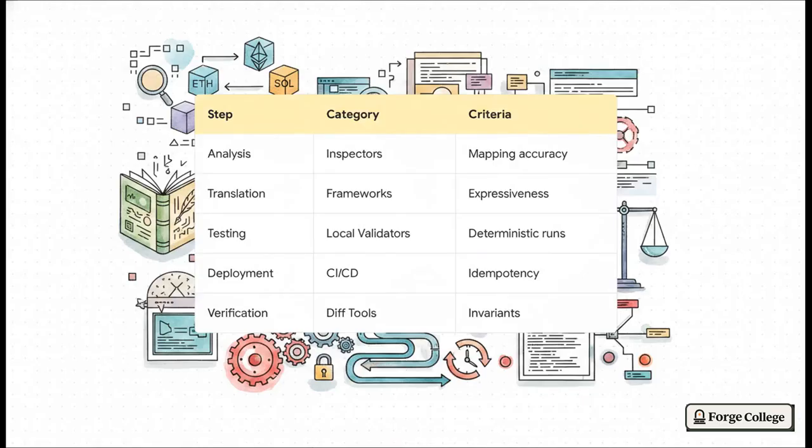Let's inspect the actual tolerances here. This matrix maps exactly which tool categories fulfill the functional needs of every single checklist step. For state analysis, you need ABI and storage inspectors, and you're evaluating them purely on mapping accuracy. For translation, you're looking at language frameworks based on their expressiveness. When it comes to testing, your local validators absolutely must guarantee deterministic runs. No flakiness allowed. In deployment, your CI/CD pipelines need idempotency, meaning you can run them multiple times safely, plus really strong rollback support. And for verification, your log and state diff tools have to clearly assert invariance. It's a matrix for making intelligent, objective engineering decisions.